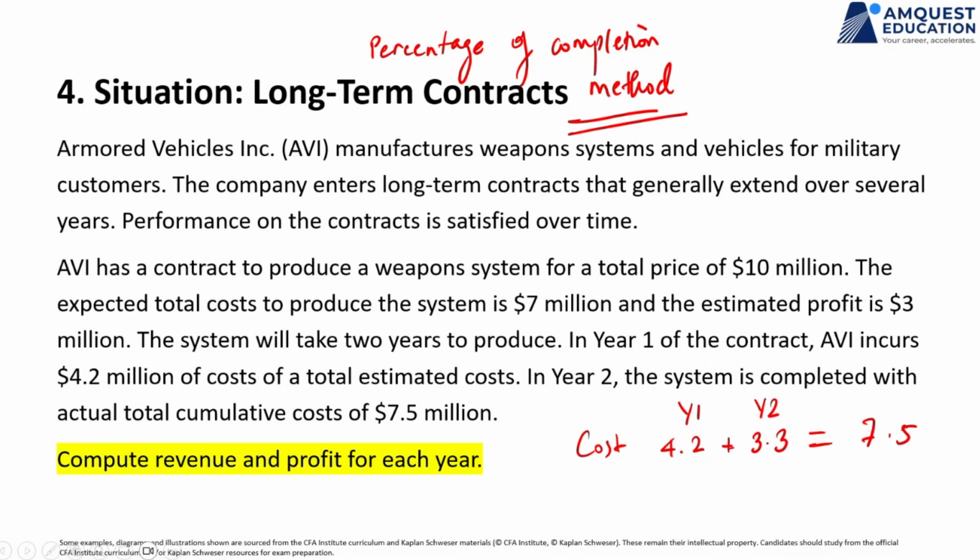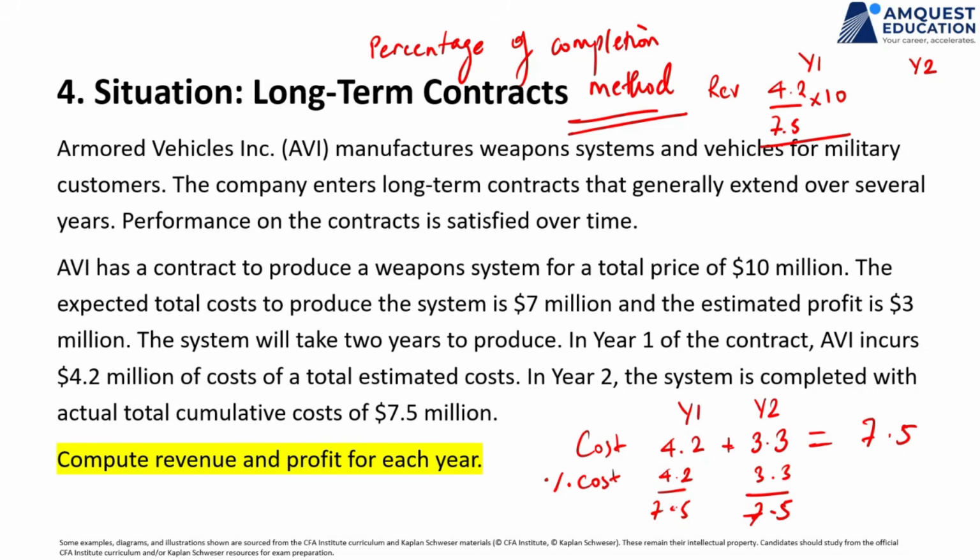Now, what does the percentage of completion method say? The percentage of completion method says identify how much percentage of cost is spent. So you will say 4.2 upon 7.5 and 3.3 upon 7.5. This is the cost which has been incurred. And whatever is the cost percentage, year 1 revenue and year 2 revenue will be equal to 4.2 upon 7.5 into $10 million. That is year 1 revenue.